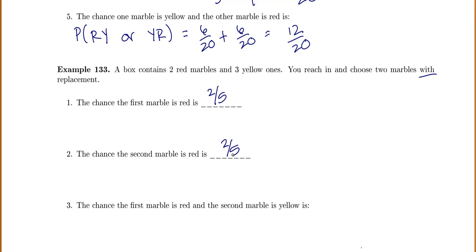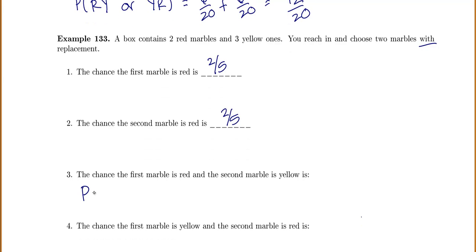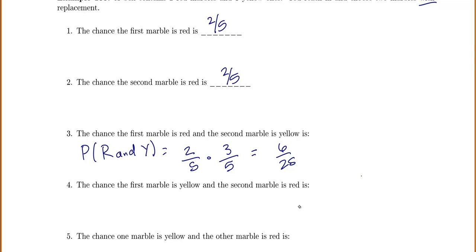The chance that the first marble is red and the second marble is yellow. So the probability of red and yellow. I want a red one, which would be 2 out of 5, and then I want a yellow one, which is 3 out of 5, because I put my first marble back, so we still have 5 to choose from. So 6 out of 25. The chance that the first marble is yellow and the second marble is red. So probability of yellow and red. There are 3 yellows, and then I put it back, and now there are 2 reds out of a total of 5. So 6 out of 25.